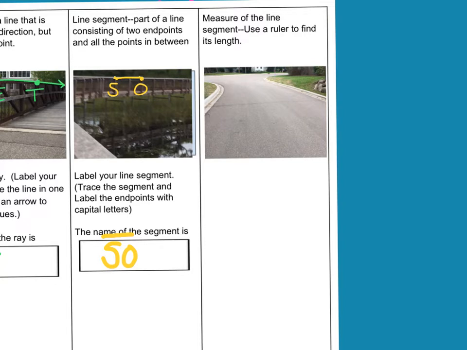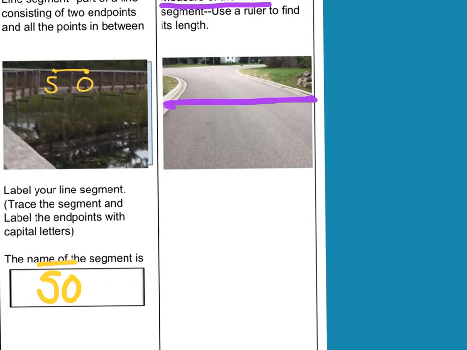Now to find the measure of the line segment, you're going to use your ruler. And you're going to measure this length. My line segment measured 7.2 centimeters. So when I write down that the measurement is 7.2 centimeters, I have several ways to do this. I can say the measure of segment SO is 7.2 centimeters.